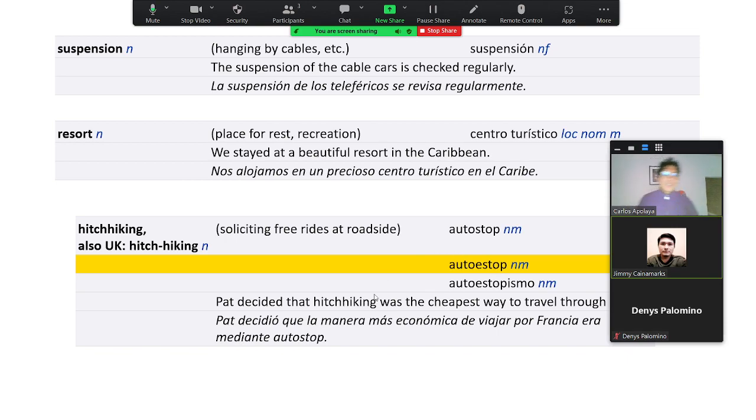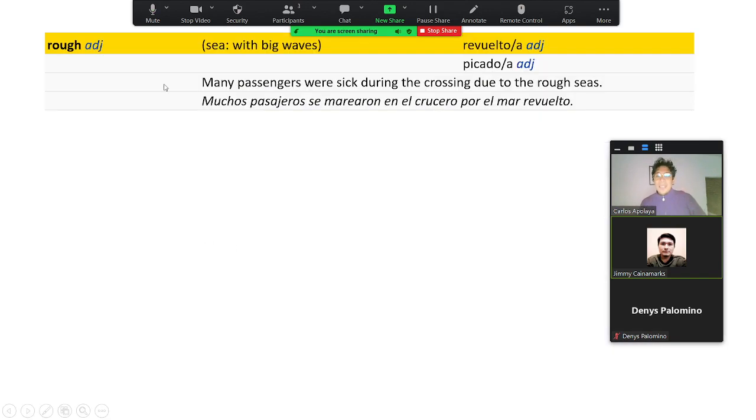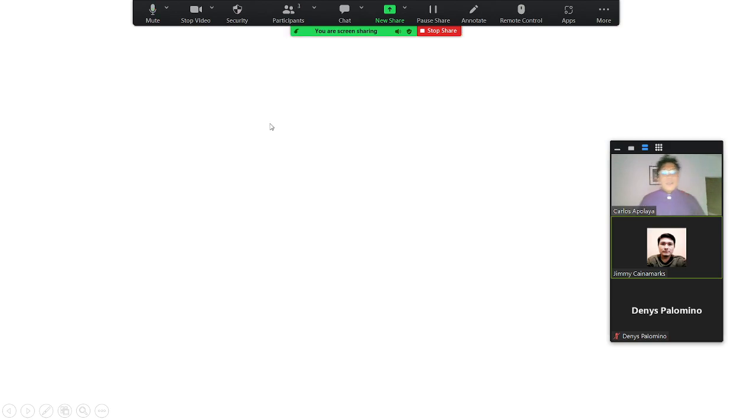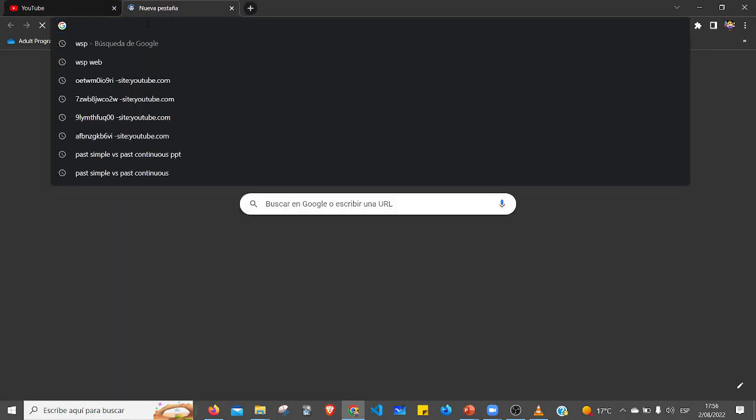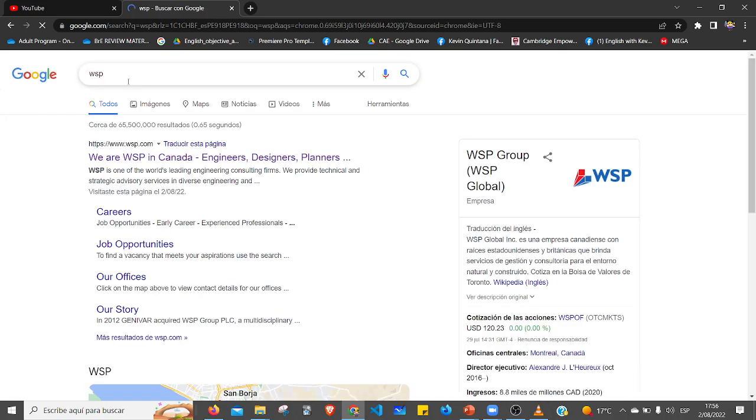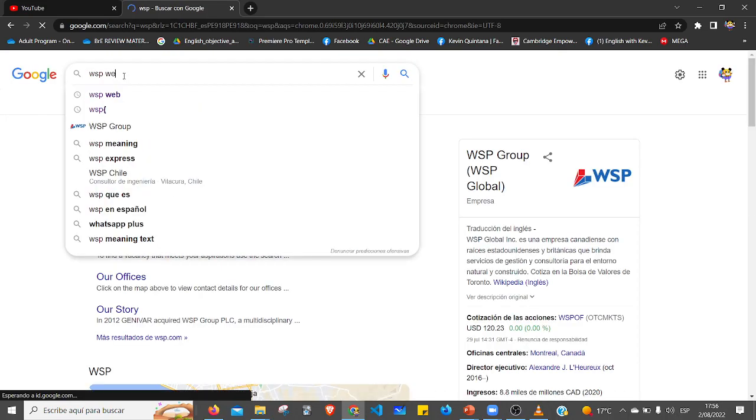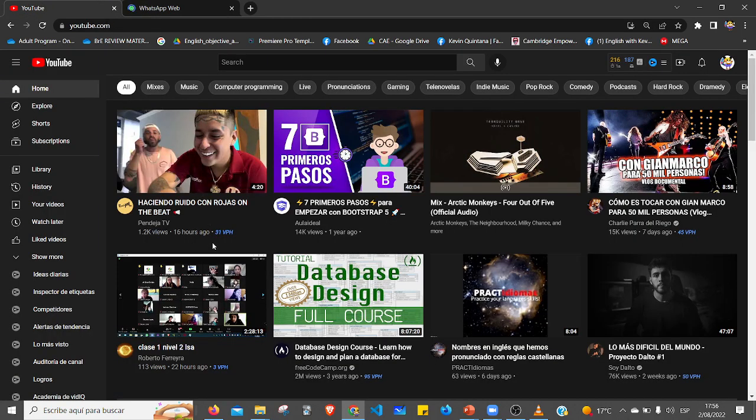Es hacer autoestopismo. Es cuando estás yendo a un lugar pero no tienes dinero y alzas el dedo para que te puedan recoger. Eso es hitchhiking. Hitchhiking, okay? Or los separados that you can hitchhike it, but it's raro. En rough, que tiene que ver con el mar y que tiene que ser olas grandes, big waves. Okay? Les voy a compartir también este PDF y voy a habilitarles el acceso porque veo que no. A ver. WhatsApp web here.